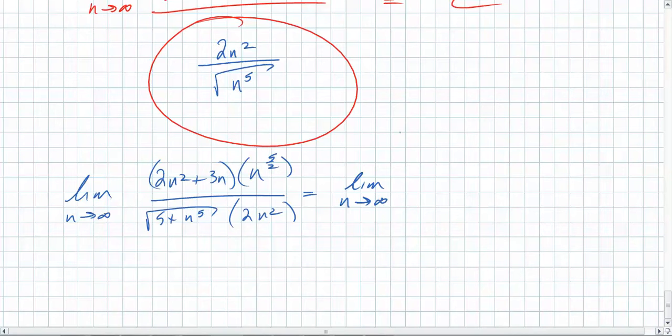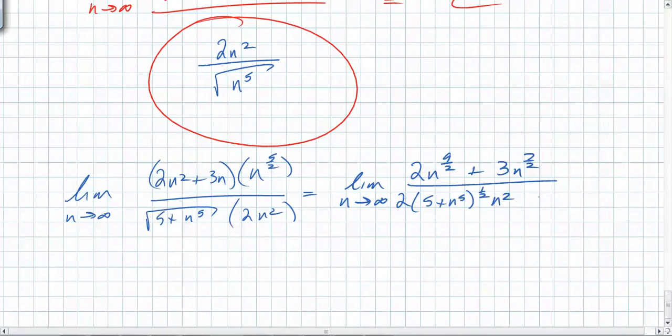Okay, I'm going to say it is. So it's going to be 2n to the 9 over 2, right? No, it's 2n squared times n to the 5 over 2. Oh, yeah, that's right. I can add fractions. Plus 3n to the 7 over 2, all over 5 plus n to the fifth to the 1/2. Put the 2 out front and make it n squared.